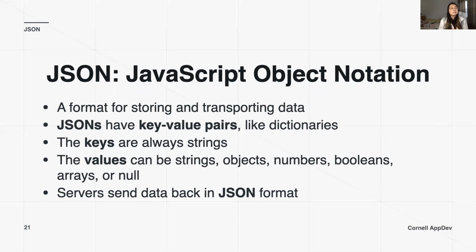And the idea is that servers will send data to us in this JSON format, and our apps will also send data in this JSON format to servers.